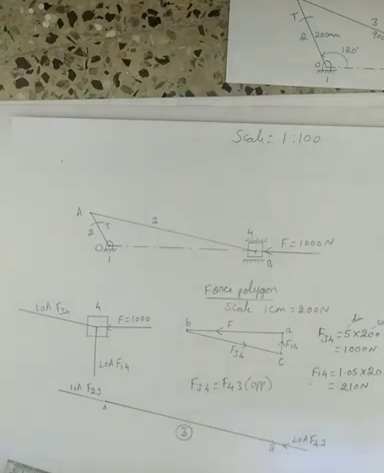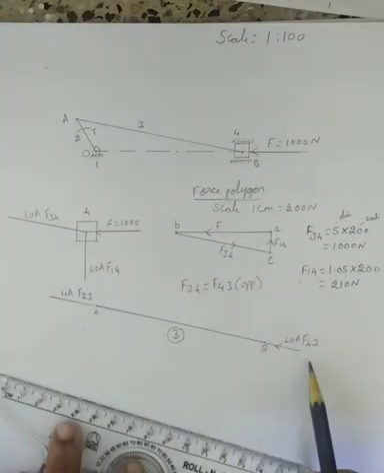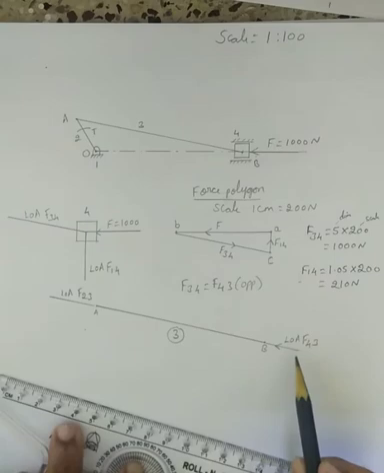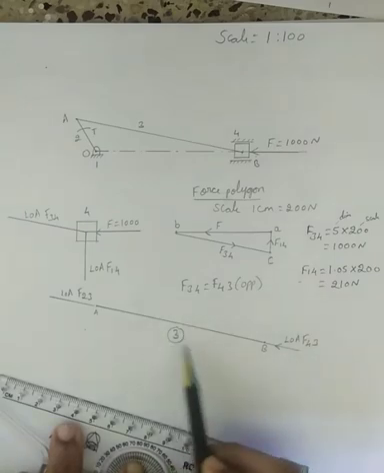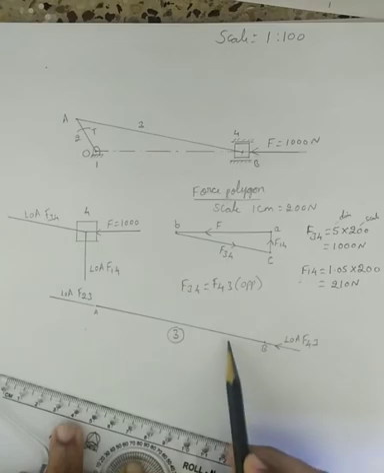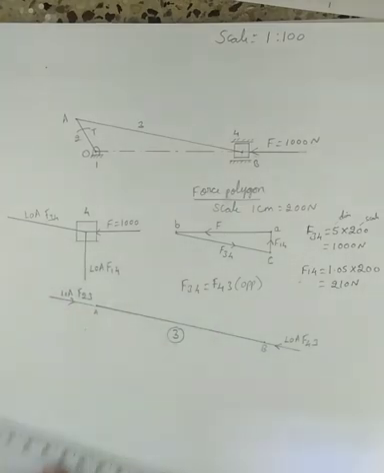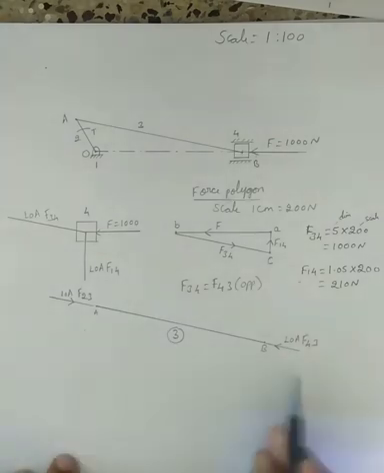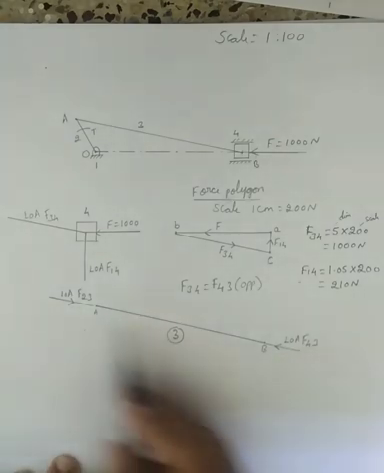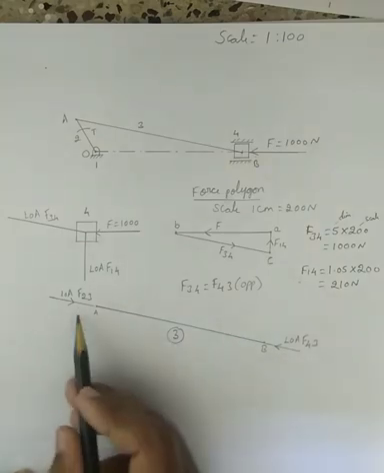But for the magnitude and all, no need to indicate the sign. So F43 is 1000 Newton. In order to make link 3 equilibrium, if one force is acting upwards, another force should act downwards. So it should be on the same line. Two forces are acting on the same line, the magnitude should be the same, opposite in direction.